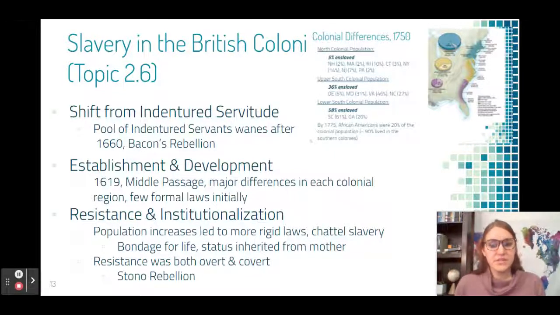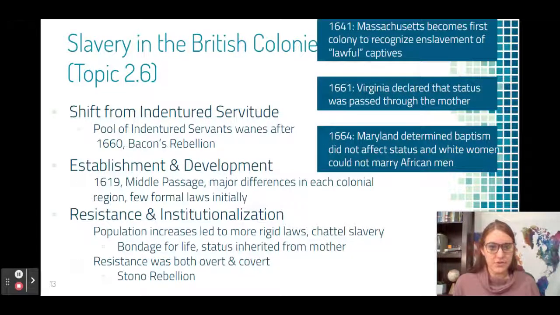And then finally, understanding resistance and institutionalization. So as the population increased, there were more rigid laws. And so we see a system of chattel slavery developing. Here are three examples of laws, but the two major things you need to know is that bondage became for life and the status would be inherited from the mother. So those are the two biggest laws that become prominent.